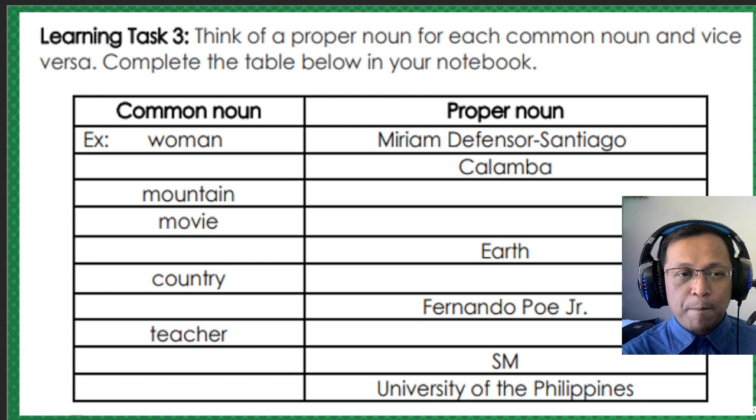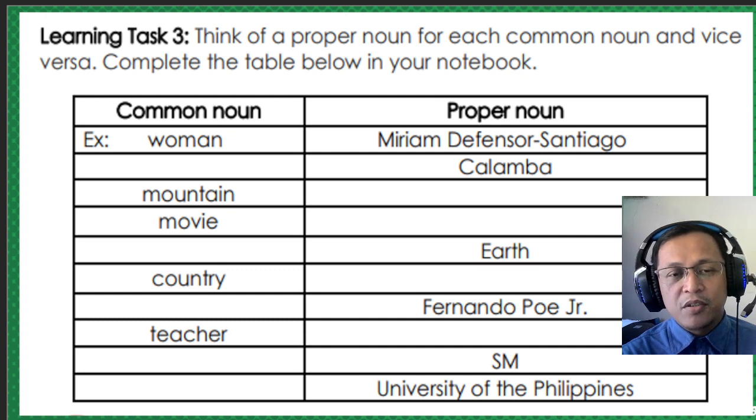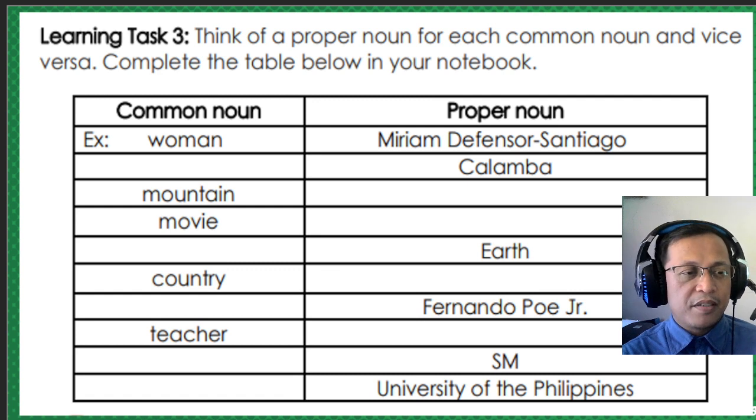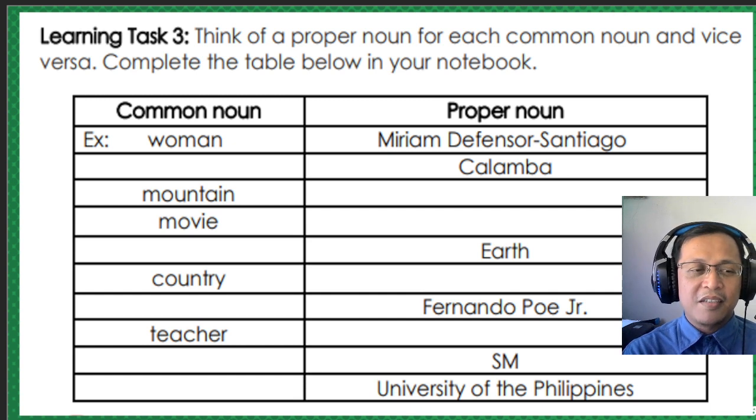Now for the next row, we have a blank for the common noun and the proper noun is Kalamba. Now what do you think would be the common noun for Kalamba? Right. And you will do the same with mountain, movie. With the proper noun Earth, supply the common noun for the proper noun Earth. We are going to do the same with the country, with Fernando Po Jr., the teacher, the SM, and the University of the Philippines. And take your time in answering this one, and I'll be checking it later.